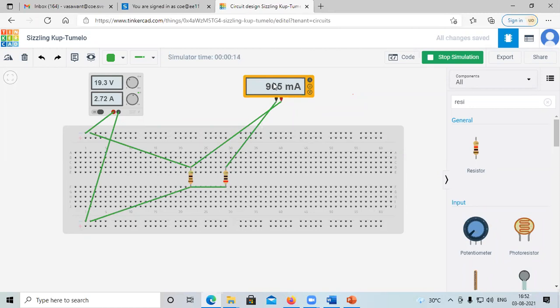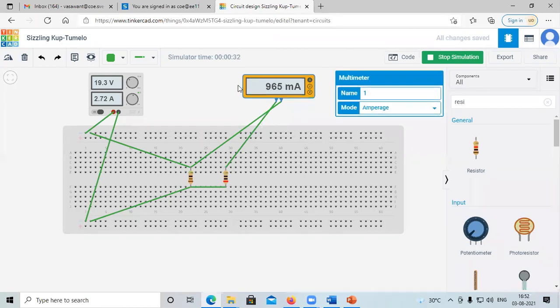What is our theoretical or calculated value? Calculated value किती होती? 965 milliampere or 0.965. Okay. So hence the verification can be done. Hence we verify Norton's theorem and calculated the value of load current.